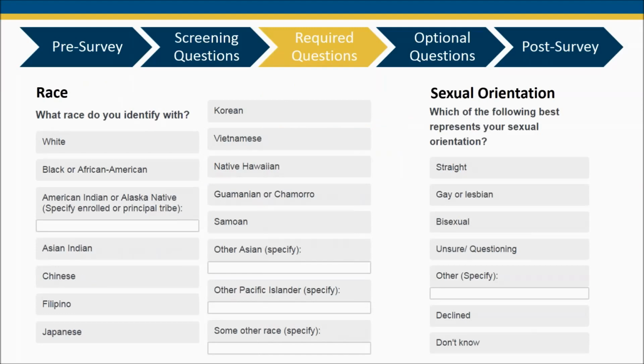We also ask a question related to the race of the respondent. So the question is, what race do you identify with? Make sure to check all that applies based on the response. And if you can't find the response from the respondent out of all these options, you may choose other and specify in the blanks. For sexual orientation, you may ask which of the following best represent your sexual orientation. And you can choose one that describes the best based on the response you get from the respondent.